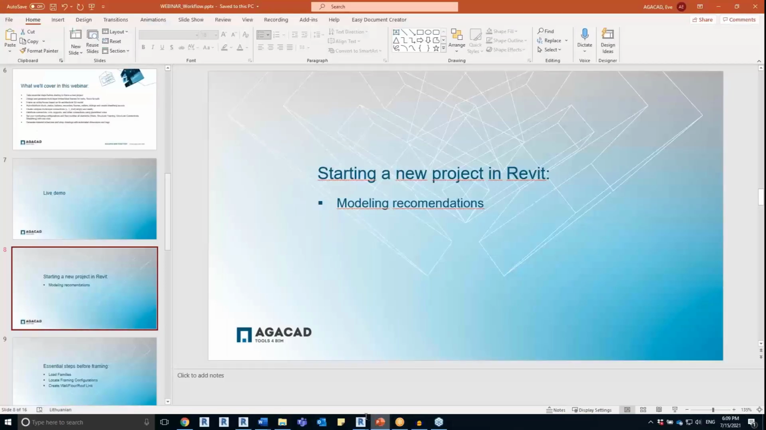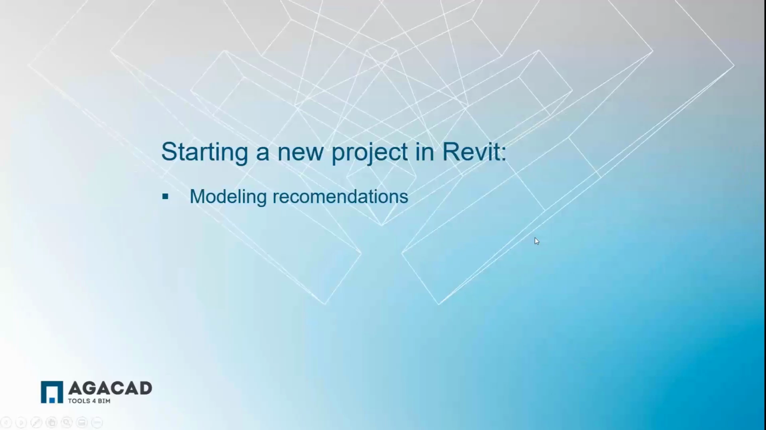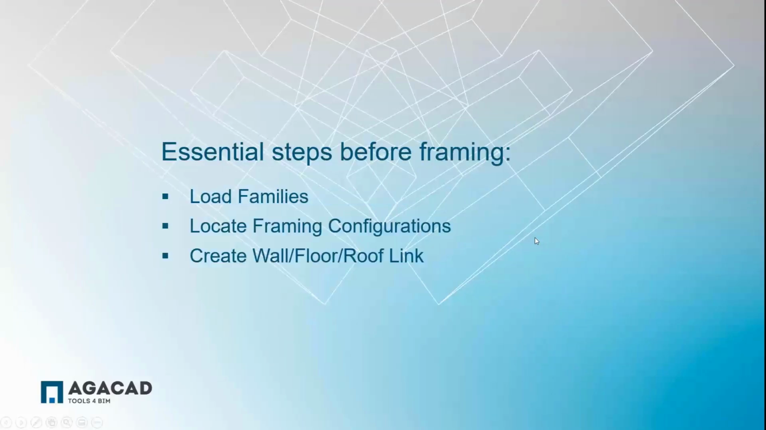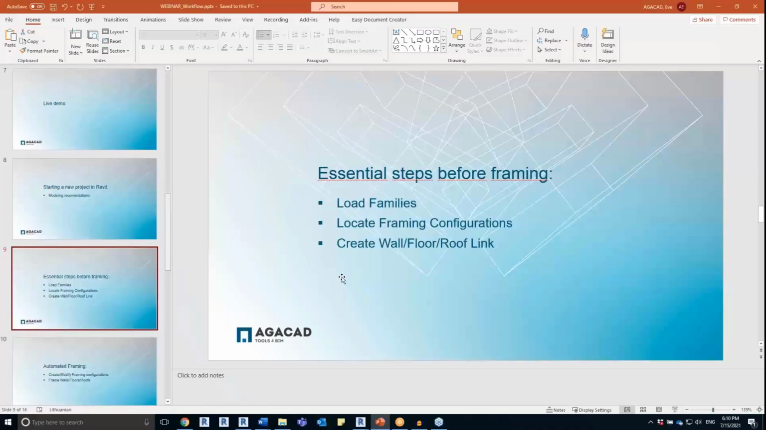Okay. So now I will quickly open my slides again. And right now, we will talk about the essential steps that you need to make before actually framing the walls. So you have to load the families into the project. You can locate the framing configurations, and then you can create a wall, floor, or roof link.